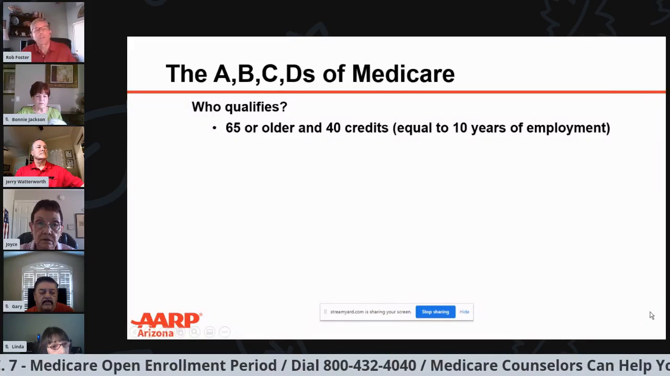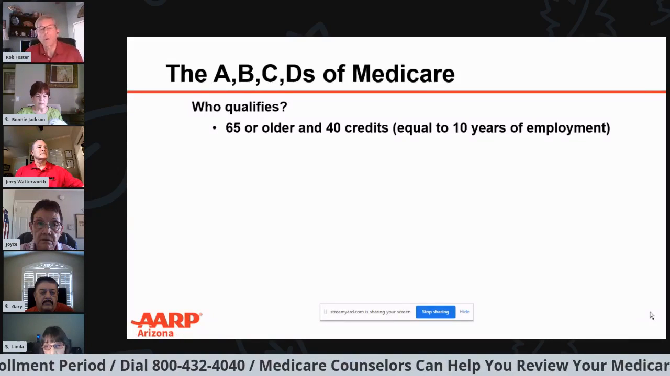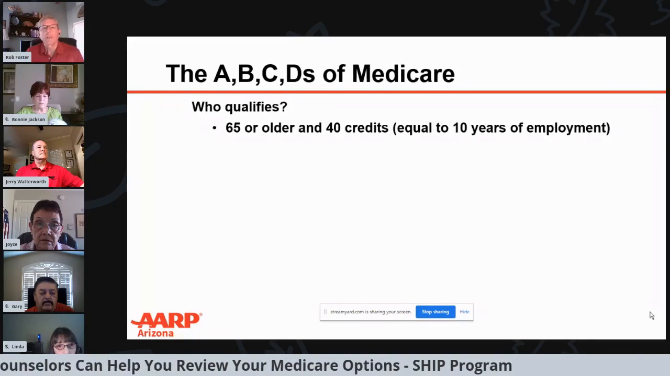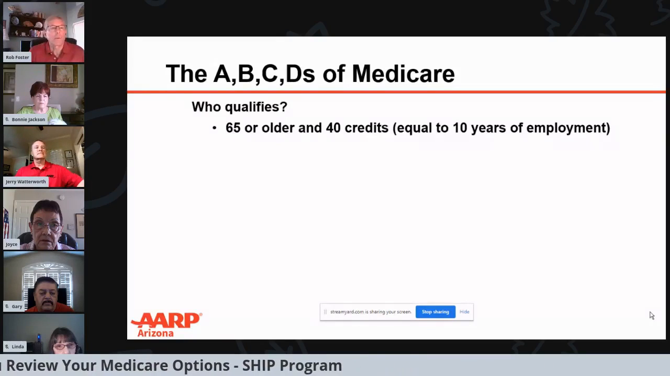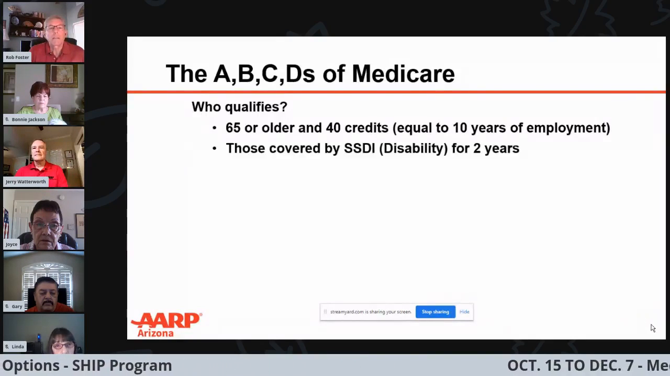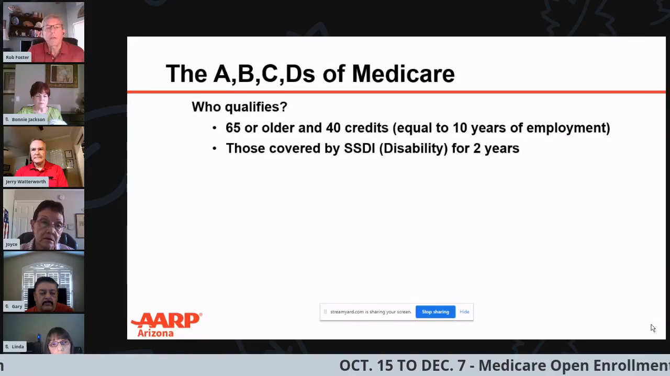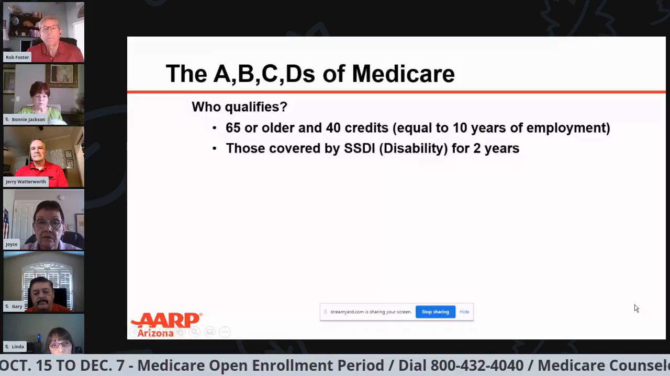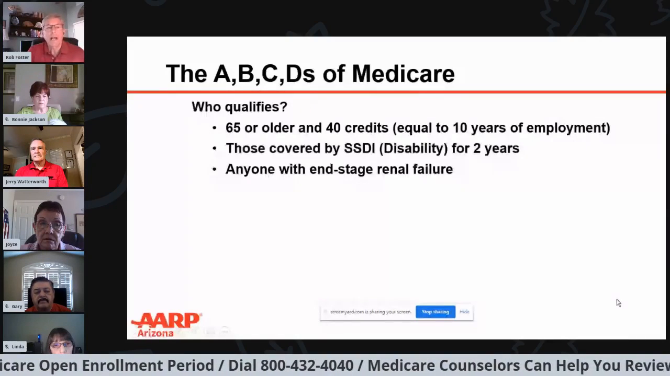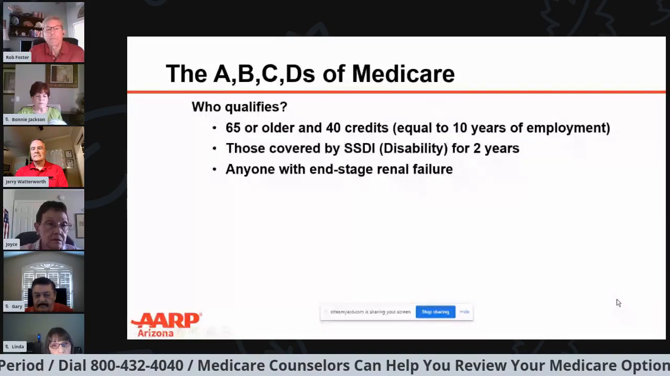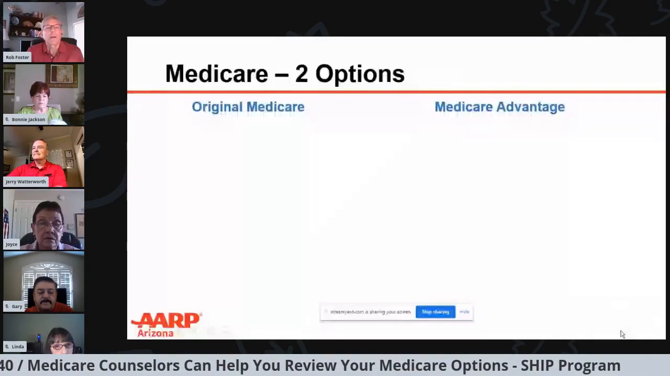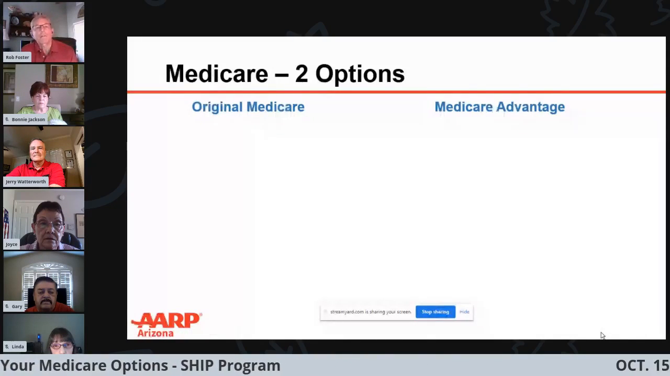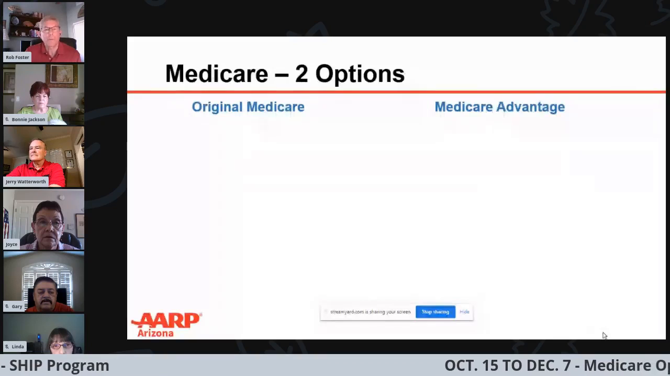Now, who qualifies? You must be 65 or older, plus have accumulated 40 credits, which is equivalent to 10 years of employment, in order to qualify. Also, anyone who has been on SSDI for 2 years or has end-stage renal failure. There are 2 options: Original Medicare, which has been around for quite a while, and Medicare Advantage.